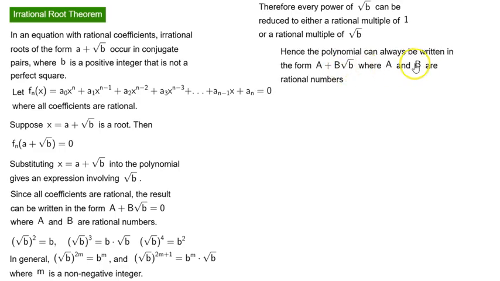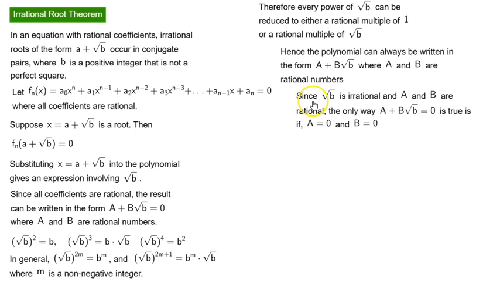Hence, the polynomial can always be written in the form a plus b root b, where a and b are rational numbers. Since root b is irrational and a and b are rational, the only way a plus b root b is equal to 0 is if a is equal to 0 and b is equal to 0.